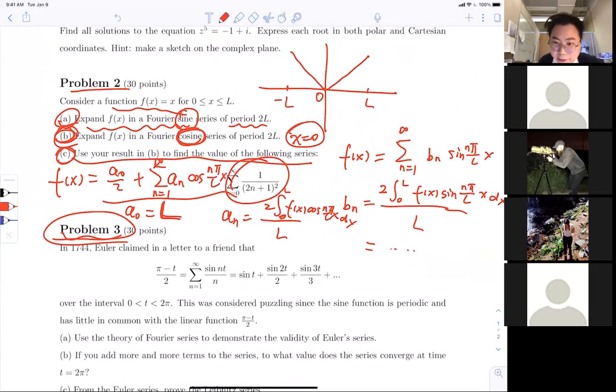Sorry, can you say it again? For Bn, we have the factor 2 over L, right? Yeah. Shouldn't we have 1 over the period, so 1 over 2L?